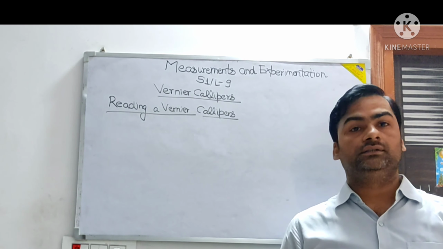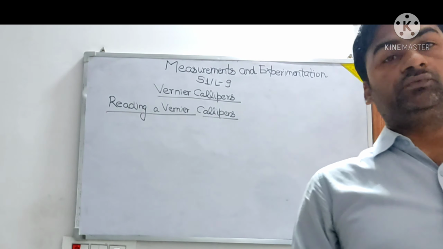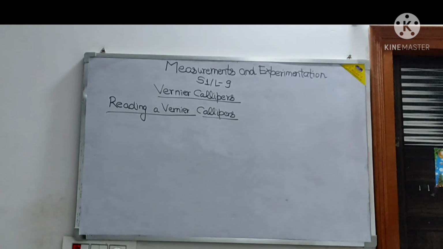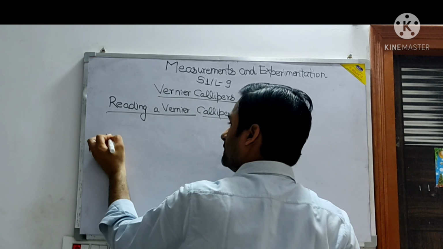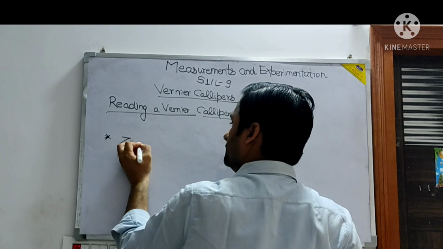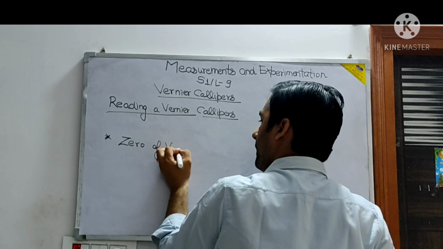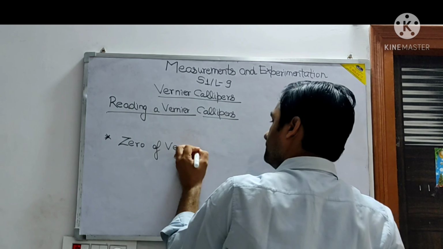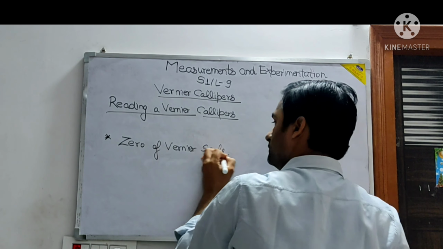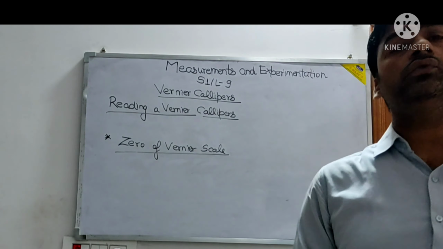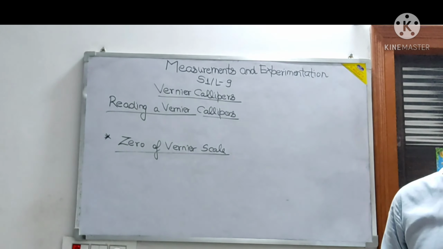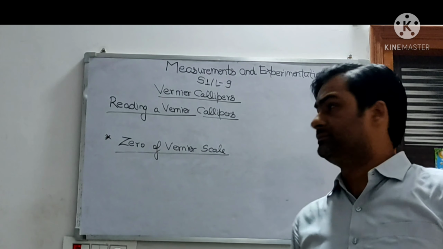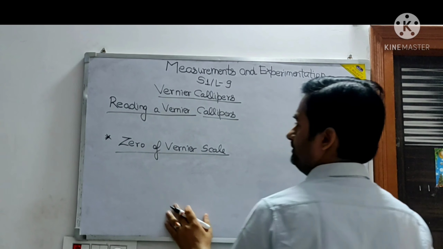We had already started vernier calipers. A lot of details we have known about it. So, taking up reading, how to read. See here, the important aspect is the zero of the vernier scale. The zero of the vernier scale is the reference from where we will be determining the main scale reading.